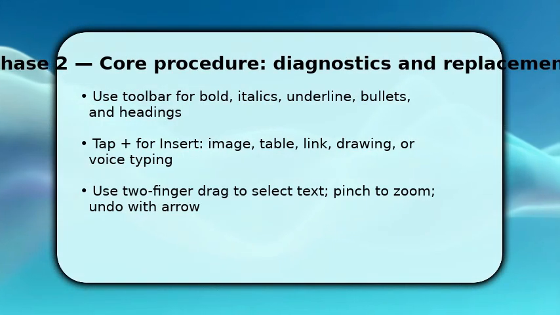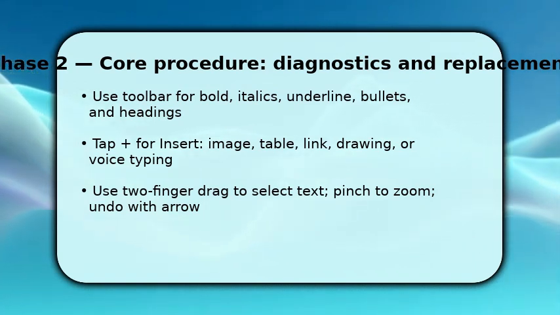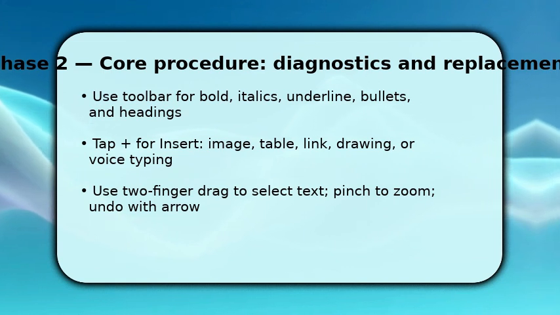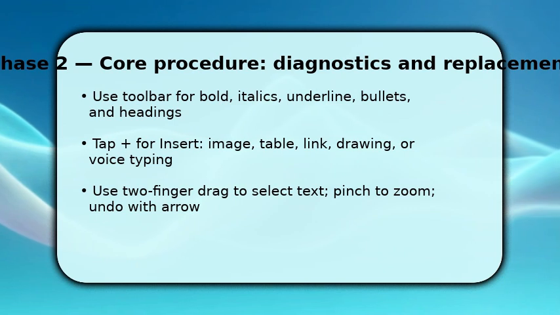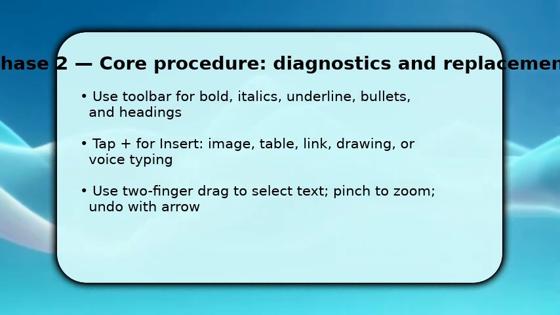Now you'll work with content. Tap the icon to open formatting options and apply bold headings or bullets. This organizes your doc and aids scanning. Tap Plus to insert images, tables, links, or start voice typing for fast dictation.